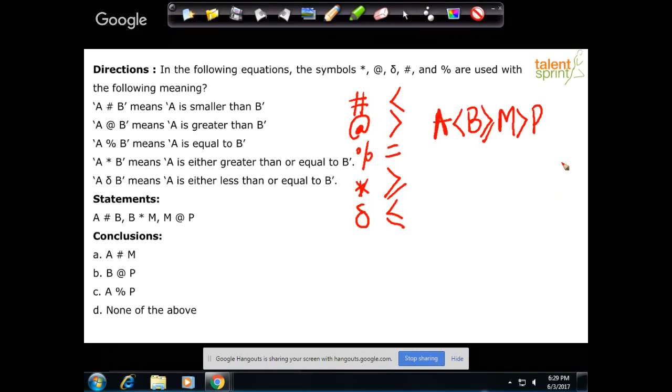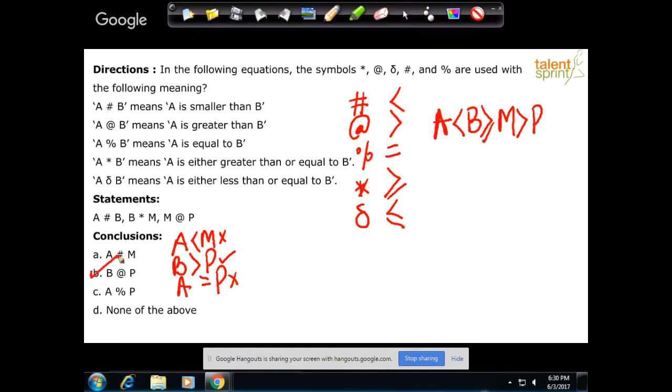Now that we have this inequality in front of us, let us look at the conclusions. The first conclusion says A hashtag B, A is less than M. If you notice, that is not possible here. It tells us A is less than B, B is greater than or equal to M, which means this does not follow. Let's look at the second one. Second one says B at the rate P. What is at the rate? At the rate is B is greater than P, which clearly follows from this inequality. Therefore, this is true. Let's look at C. C is A percentage B. What does percentage stand for? A is equal to P, which is again not there, which means our answer here, boys and girls, is B.